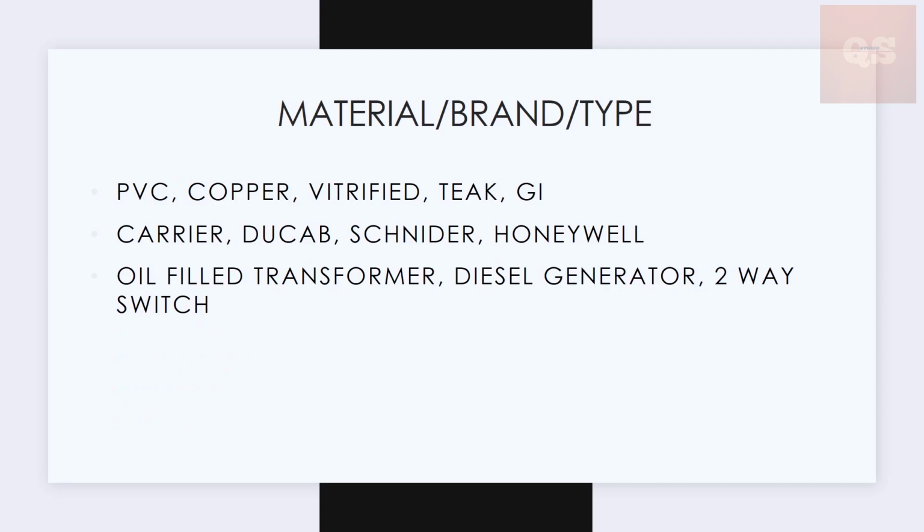Next is the material, brand, type. Most of you will have a doubt whether the item and material are the same. But here, by material, what I mean is the type of material that is used to make that item. For example, pipes. A pipe can be PVC, it can be UPVC, it can be a copper pipe, it can be a cement pipe. So there are different materials that can be used to make an item. That is what I mean by material here. So if you see PVC, copper, then tiles, there are different types of tiles: vitrified tiles, granite, marble, then teak, different types of wood, then the ducts, GI duct, PI duct. So these are basically the materials.